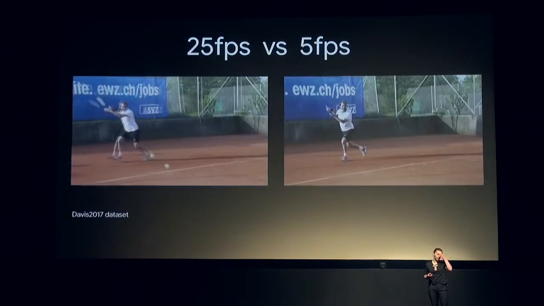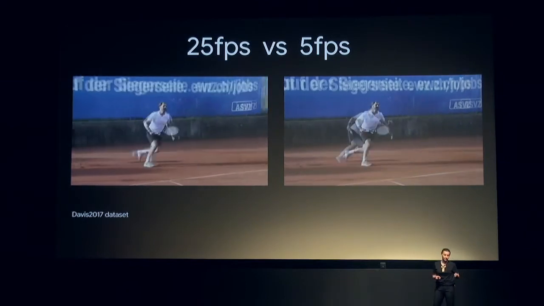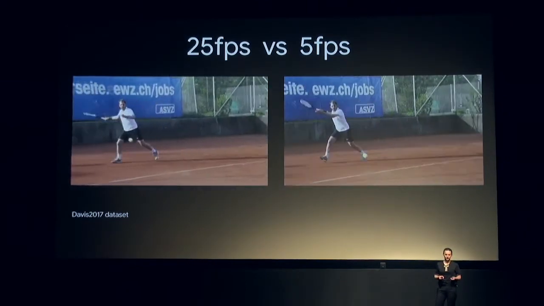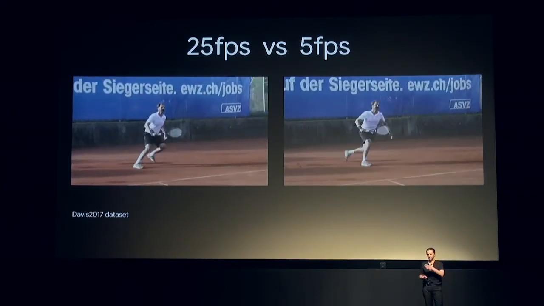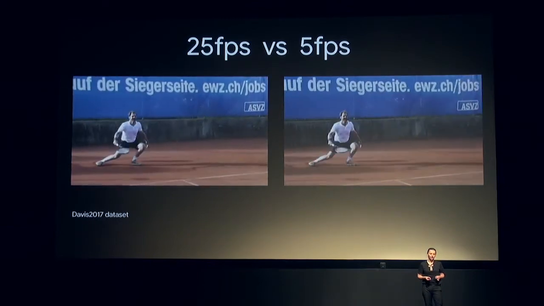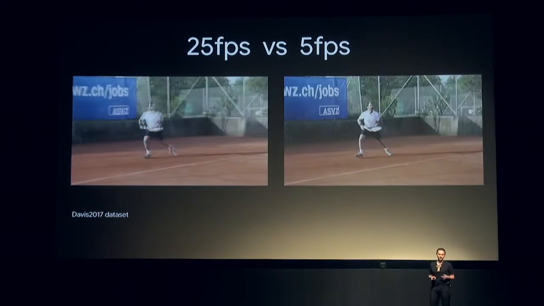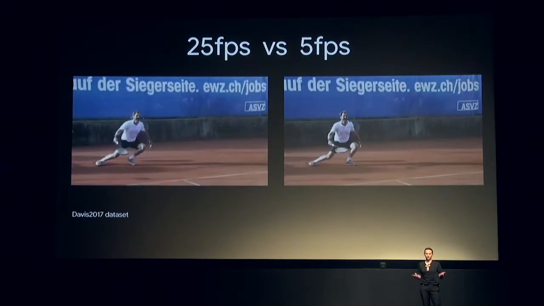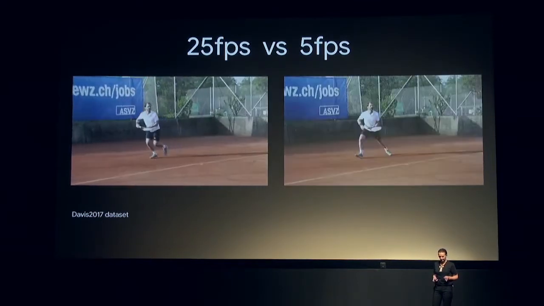But what does 5 frames per second mean in the real world? And I hope you can see the difference between the two videos here. So on the left, you see the normal video at 25 frames per second, and on the right, you see the 5 frames per second video obtained by keeping every 5th frame in the video. And I can tell you on the right, the tennis ball appears in 2 frames. So if your detector is not perfect, it might fail to detect it. So then you're left playing tennis without seeing the ball, which is probably not ideal.